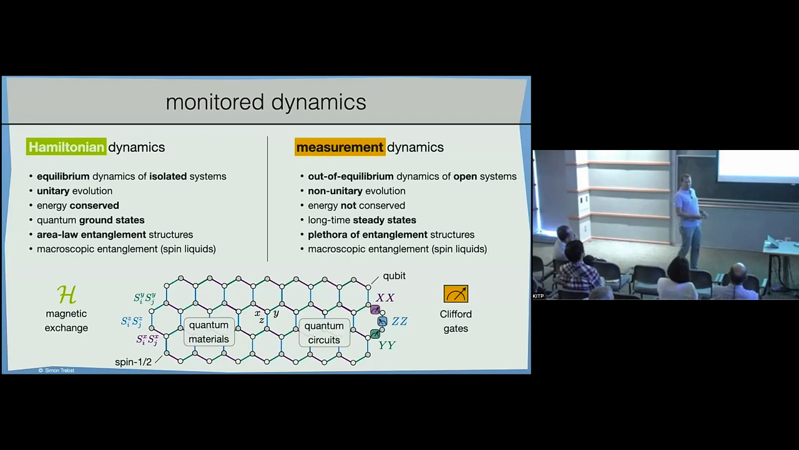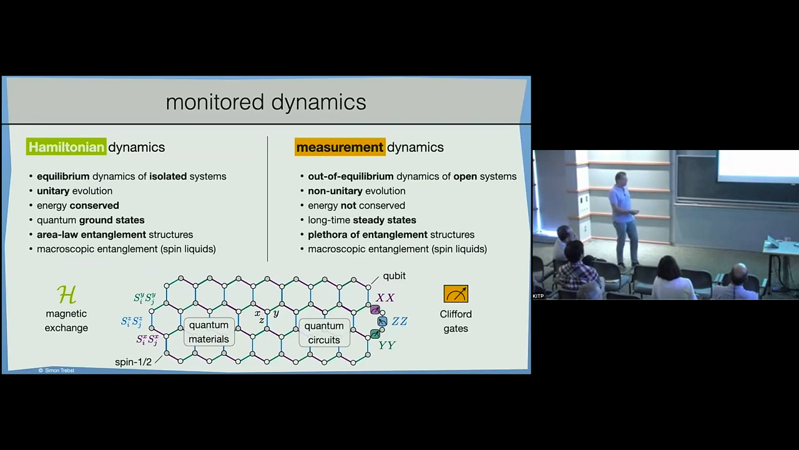And if I do this, I'm really looking at out of equilibrium dynamics of an open system. Evolution becomes non-unitary, energy is no longer conserved. But doing this over a long time, these measurement operations, I can create steady states that are very interesting and have way more interesting entanglement structures than in their unitary analogs. And we will see how spin liquids or something similar to a spin liquid can emerge here on the right hand side.